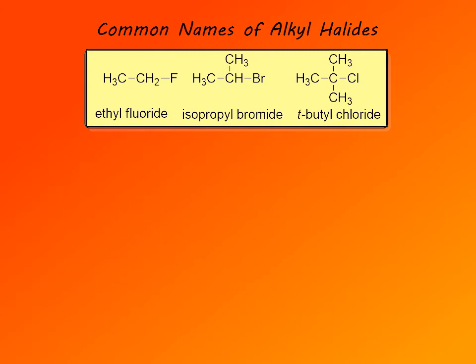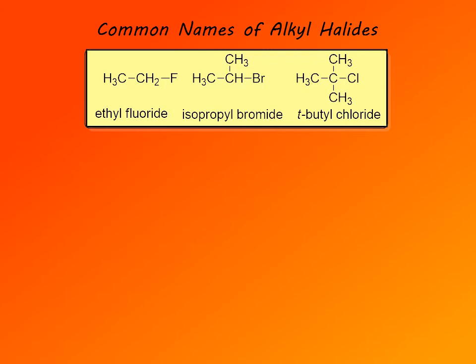Recall from general chemistry how ionic halides are named. They are named as, let's say, lithium fluoride, sodium chloride, potassium bromide, cesium fluoride. So cation, space, anion. And the anion has this -ide suffix. So in this case, we name the alkyl group, or in general hydrocarbon, space, and then halide: fluoride, chloride, bromide, or iodide. So here are a few examples.